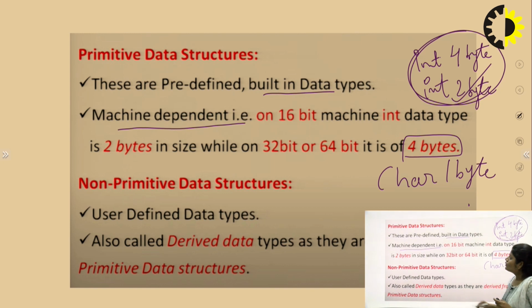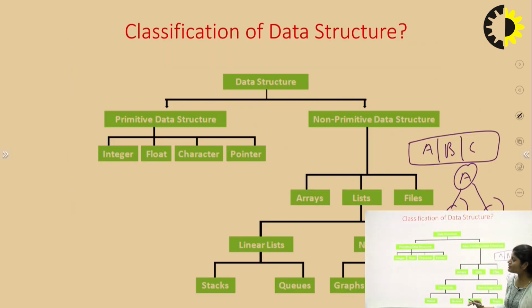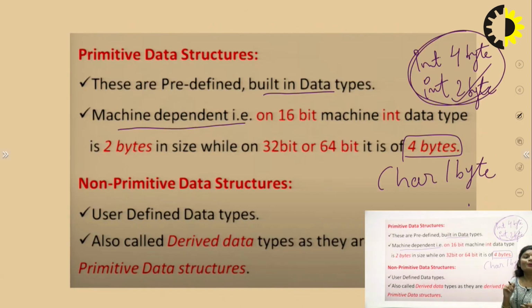Okay, so in the previous slide, what is primitive data structure? Like integer, float, character, pointer, double, long, short, all are primitive data structures which are predefined and machine dependent. Okay, size is fixed. What is non-primitive data structure? Non-primitive data structure is a user defined structure.